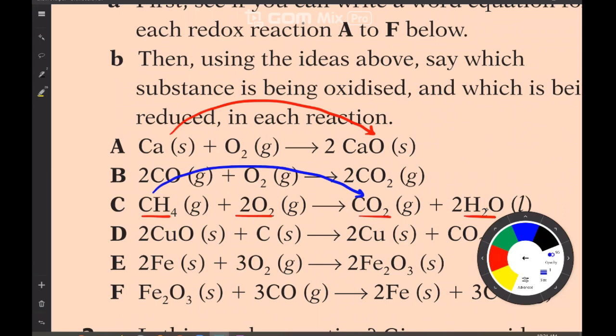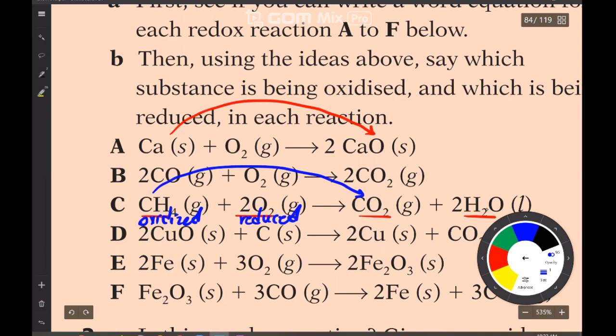What happened to that? It lost hydrogen and gained oxygen. Exactly. Both of these emphasize that the methane is oxidized, because oxidation is gaining of oxygen and losing hydrogen. So this one is oxidized, so the O2 in this reaction is reduced.